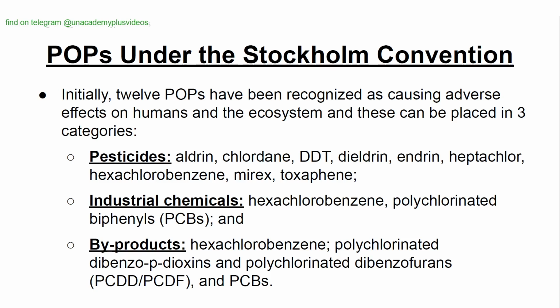POPs under the Stockholm Convention. Initially, 12 POPs have been recognized as causing adverse effects on humans and the ecosystem, and these can be placed in three categories: 1. Pesticides, 2. Industrial chemicals, 3. Byproducts. Pesticides: aldrin, chlordane, DDT, dieldrin, endrin, heptachlor, hexachlorobenzene, Mirex, toxaphene are the pesticides. Industrial chemicals like hexachlorobenzene, polychlorinated biphenyls, PCBs, and byproducts like hexachlorobenzene, polychlorinated dibenzo-p-dioxins, and polychlorinated dibenzofurans, and PCBs.